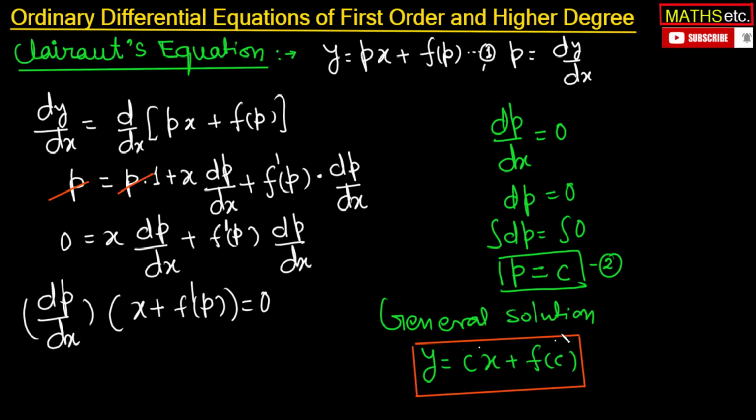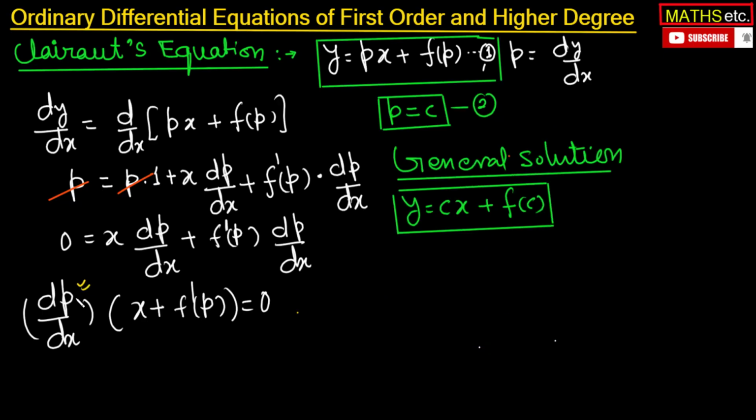The conclusion of the story is that if the equation is a Clairaut equation, we need not do all these calculations. Simply in the given Clairaut's form, replace p by c, where c is an arbitrary constant, and the solution will be y equals cx plus function of c.